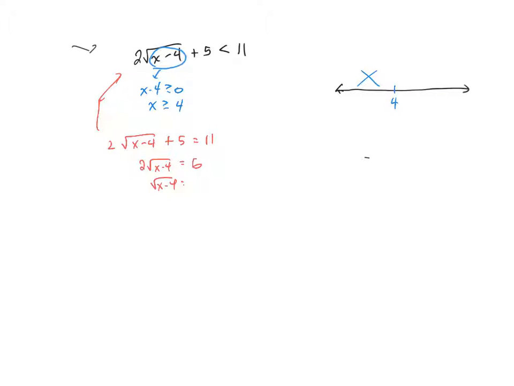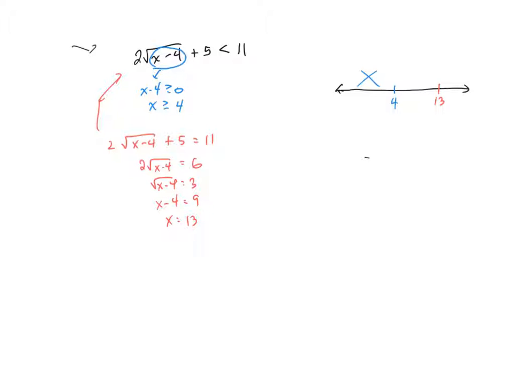And we're isolating the radical, and then we square both sides because this is a square root, and then we add, and we get 13. So that number is going to go on the number line right here. Now, we now have two regions. One of these is less than 13 and greater than 4, and the other is greater than 13.